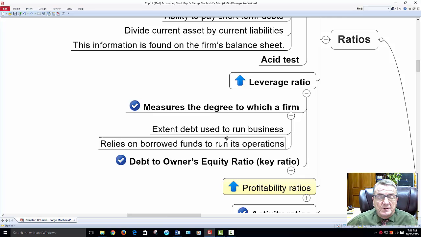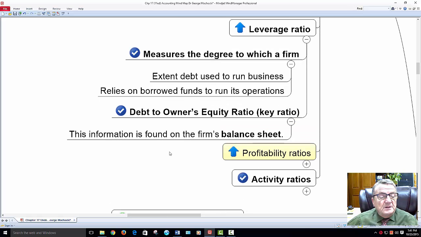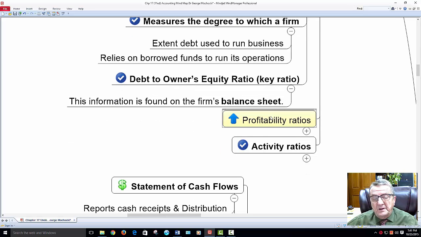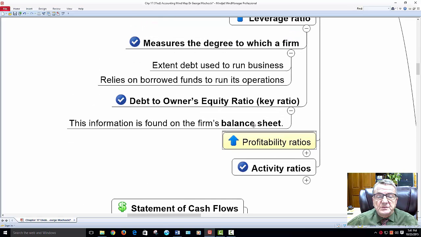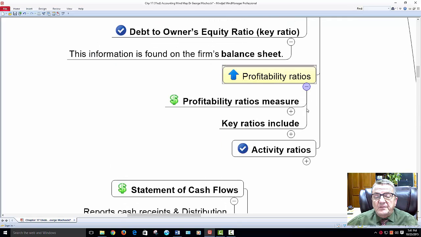Extent debt used to run the business. Okay, debt to owners' equity ratios. This information is found on the firm's balance sheet. So all of these are found on the firm's balance sheet. Okay, so now you know the measures of the degree the firm uses debt to pay for its operations or business, and how much it owes. And now you look at the profitability.